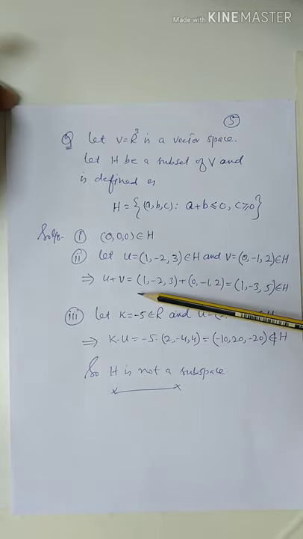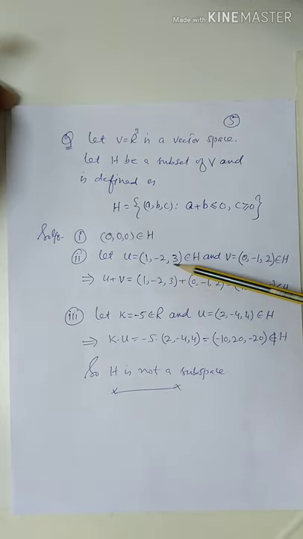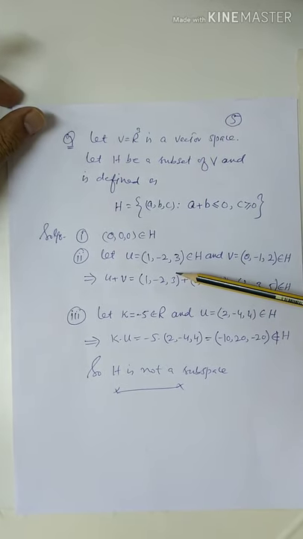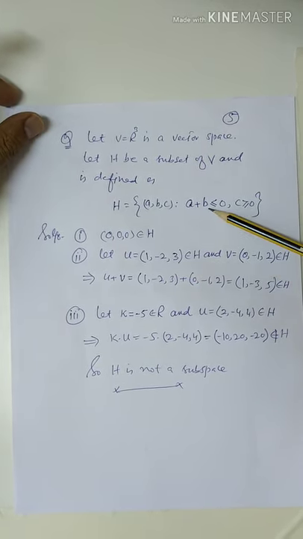Now for the second condition, let U equal to (1, -2, 3). That belongs to H. Why did we take this (1, -2, 3)? Because it satisfies this condition. You must take U and V, those vectors which satisfy this condition.